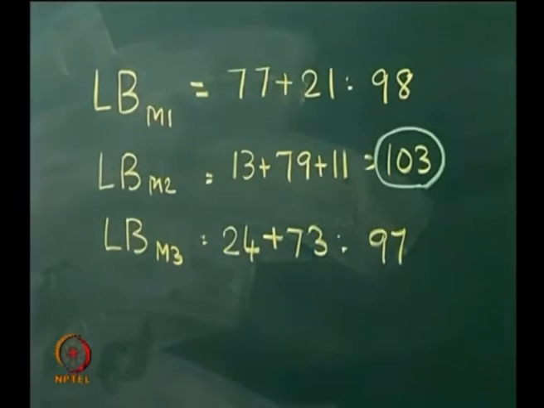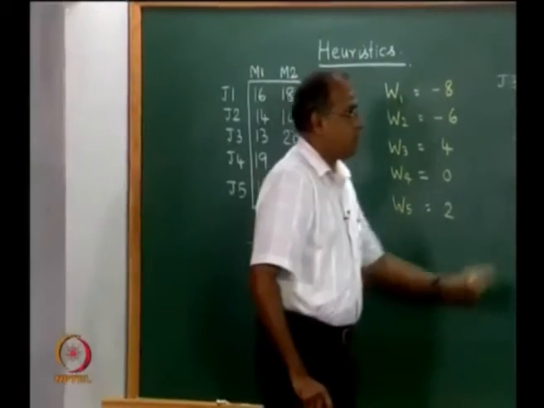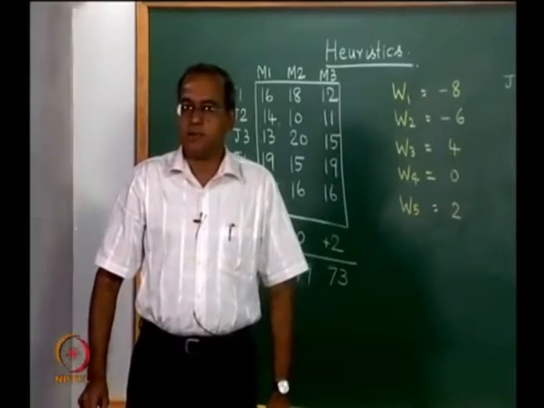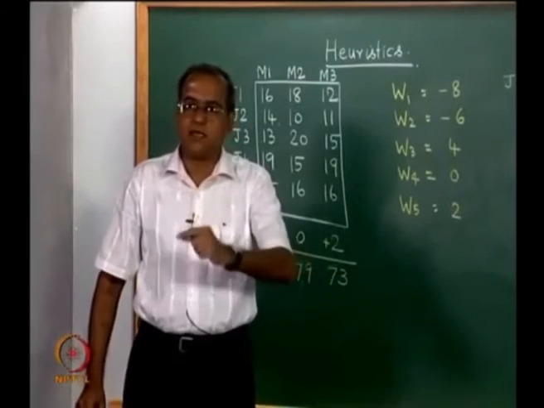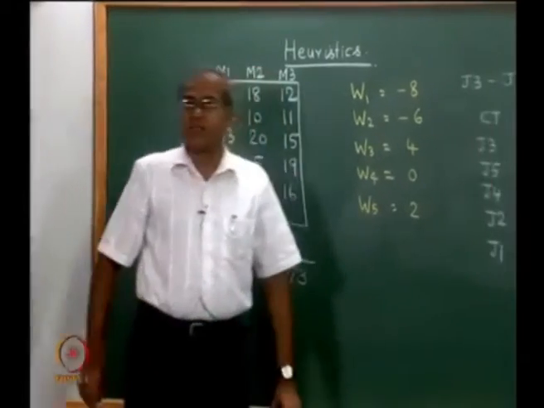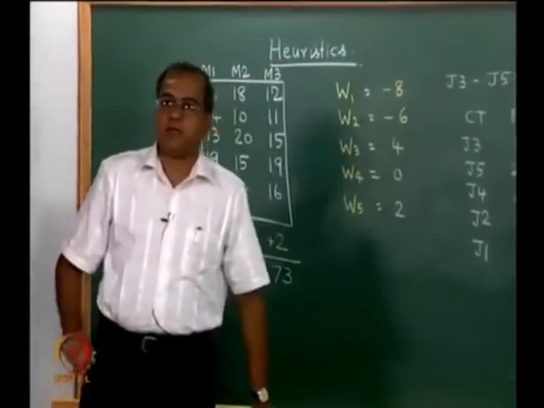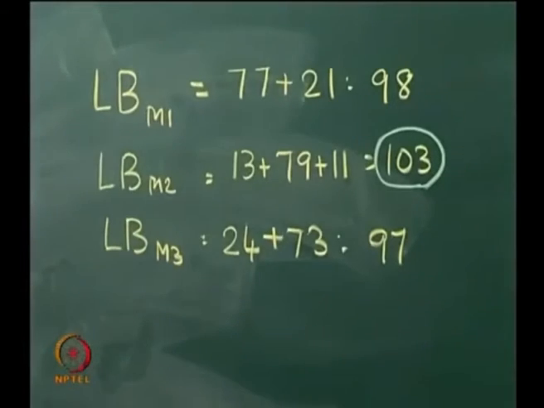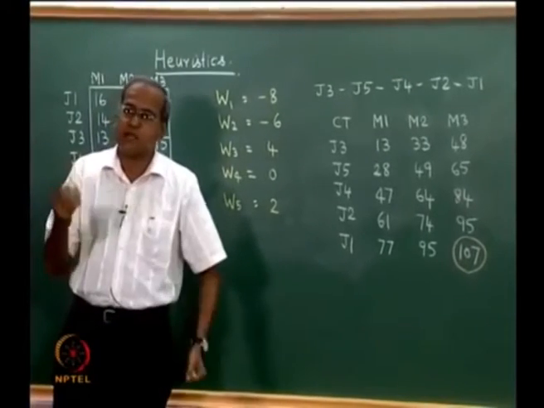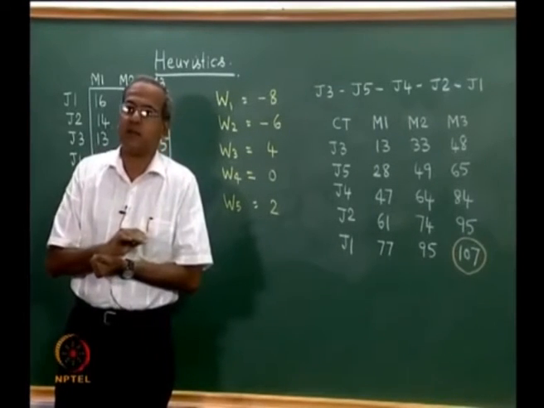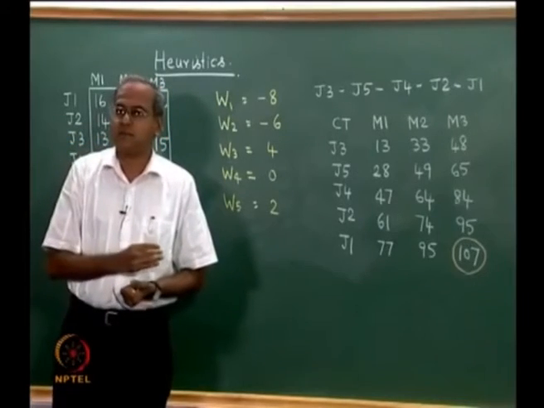So, now we have 2 pieces of information. We know definitely, based on the lower bound, that the make span cannot be less than 103. So, the make span can only be 103 or more. Based on this, we already have a feasible sequence with a make span of 107. Therefore, the optimum make span can only be 107 or less.